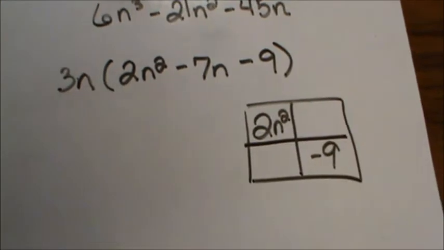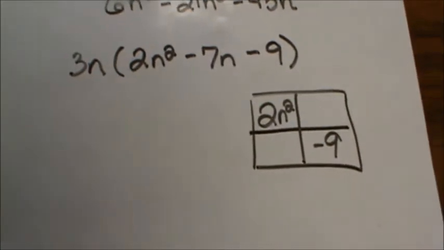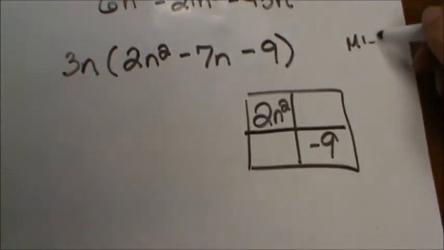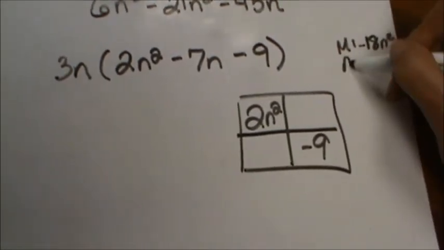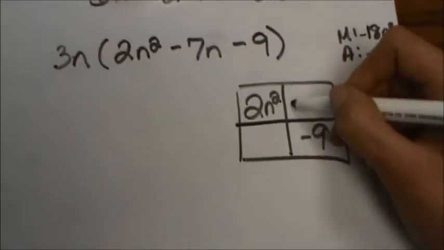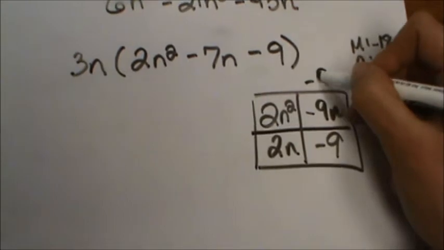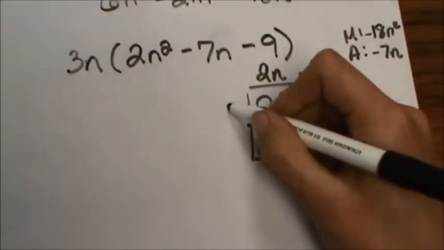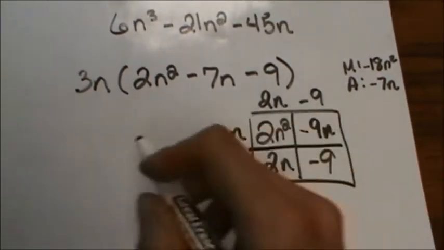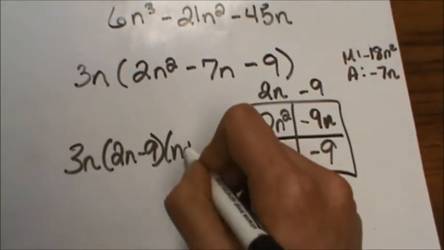I can put in the 2n squared and the minus 9 first. I need to determine what 2 factors here get me to -7 there. Now I'm looking at those 2 numbers. They multiply to be -18n squared, and they add to be -7n. I believe the factors I am looking for are a -9n and a +2n. I can now fill in the rest of my factor box. So 3n times 2n minus 9 times n plus 1.